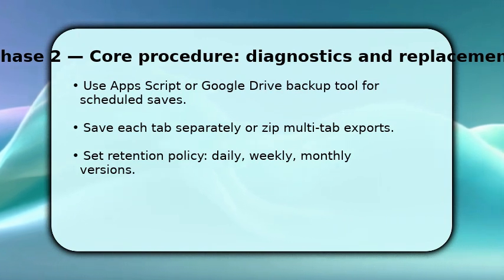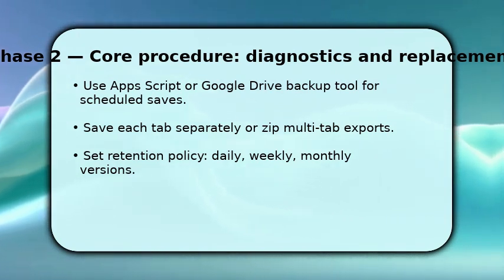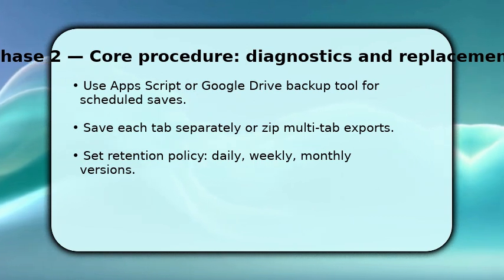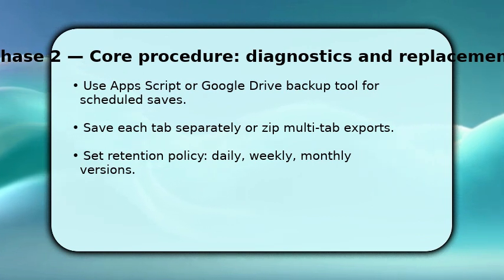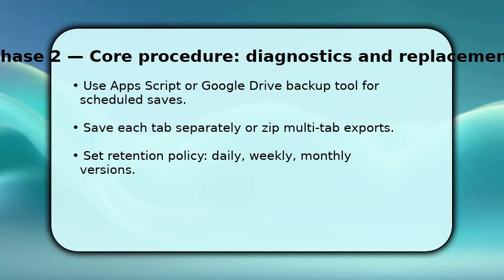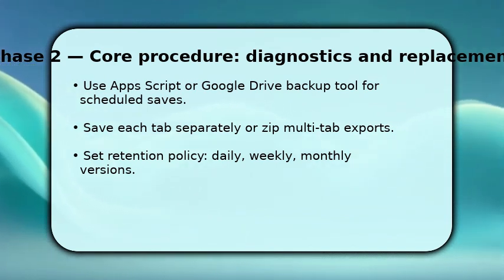Once you have a manual export, automate to reduce manual errors. Write a simple Google Apps script that iterates tabs and saves CSV or XLSX copies to a backup drive folder on a schedule. This preserves each sheet's content and timestamps. Make sure to zip multi-tab exports if you want a single file. Also, configure a retention policy.